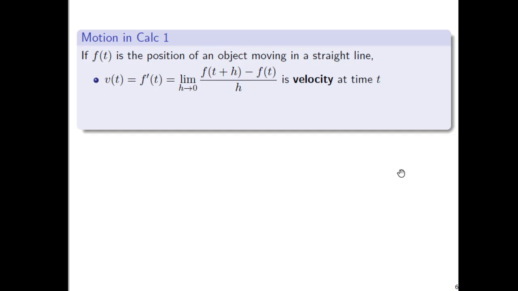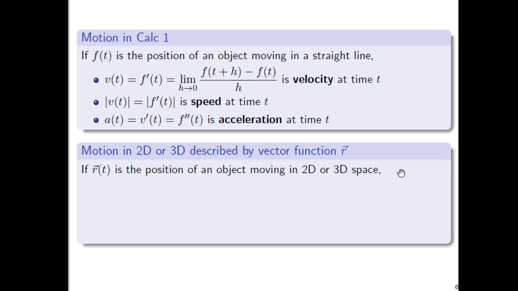And then you have velocity. Velocity is a derivative of position. It's given by technically this limit-based definition. That's the velocity at time t. And if you take this velocity, which is signed, and you take the absolute value, you get the speed. And acceleration is the second derivative of the position, or the first derivative of velocity. All things you know from Calc 1, you know these very well.